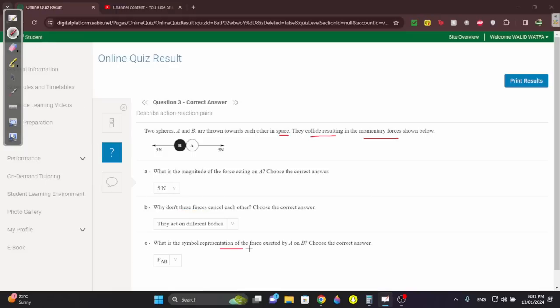What is the symbol for the force exerted by A on B? Simple, F_AB. Whenever you say force exerted by man on door, it will be F man door. The force by the boy on the ball would be F_BB. You know what I mean? This is how you do it. Nothing too hard for this one.